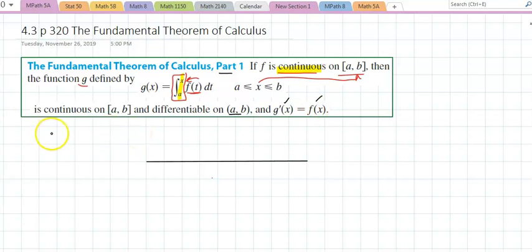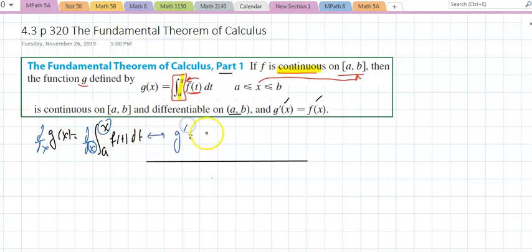That means if you have a g of x, and that happens to be the integral from some a, which is a number, to this variable x, of f of t dt. If I was to take a derivative of both sides, d/dx of both sides, then g prime will equal simply f of x, nothing else. So let me do an example just to elaborate on this.